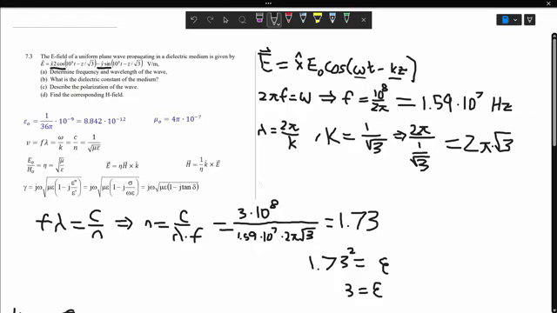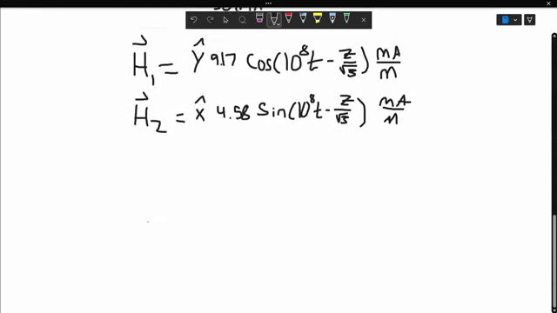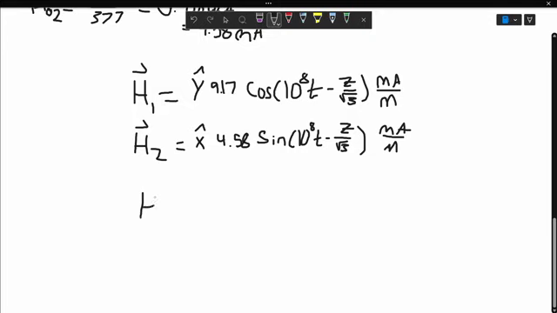And now the problem does say the corresponding H field. We can combine these two H fields into one, so we can write H total. The total H field is equal to H1 plus H2, which would just be combining these with an equal sign, but it is the same answer nonetheless.